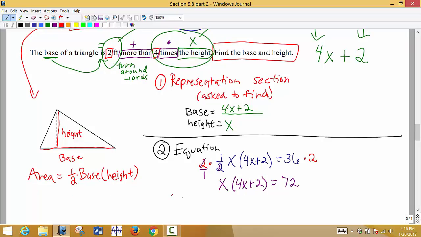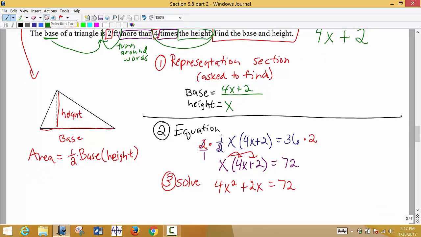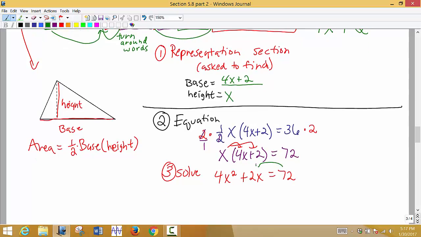Now I'm going to solve this equation. I'm going to do a distribution. So I get 4x squared plus 2x equals 72. And then I'm going to get the 0 by bringing the 72 to the other side. So we end up with 4x squared plus 2x minus 72 equals 0.